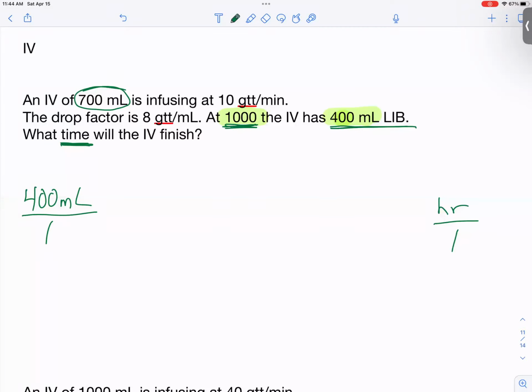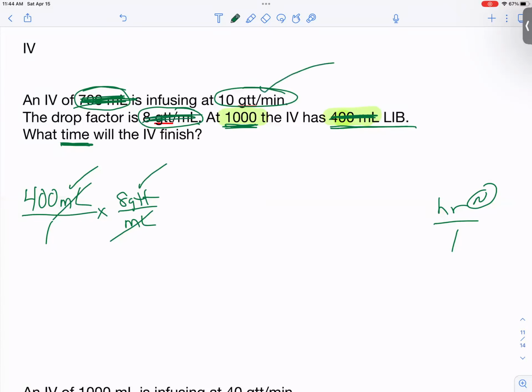So I've used 400. I don't care about the 700. I wasn't there when that happened, maybe. But when I walked in the room at 10, there was 400. That's what I care about, left in the bag. So how do I get rid of milliliters? Because all I need is hours in my numerator. I look to my problem. Well, I got 8 drops in a milliliter. I got 10 drops going every minute. Well, I can use my 8 drops to get rid of milliliters. So there's 8 drops per milliliter. That gets rid of my milliliters. How do I get rid of drops? I look to my problem.